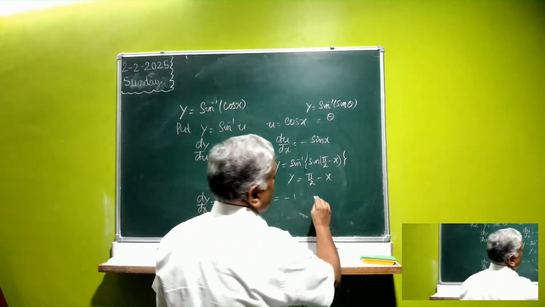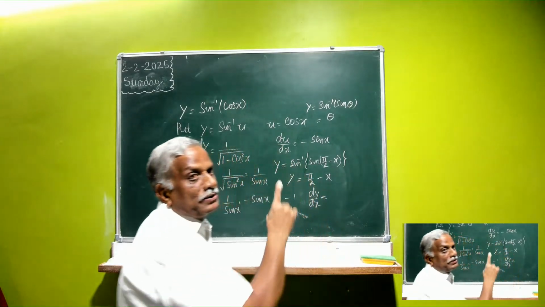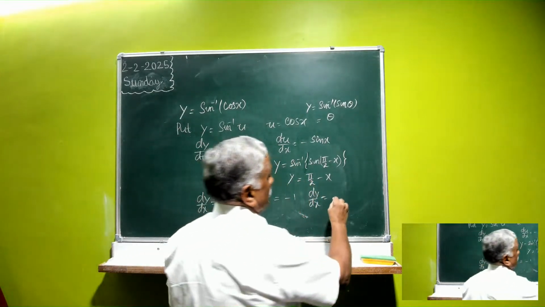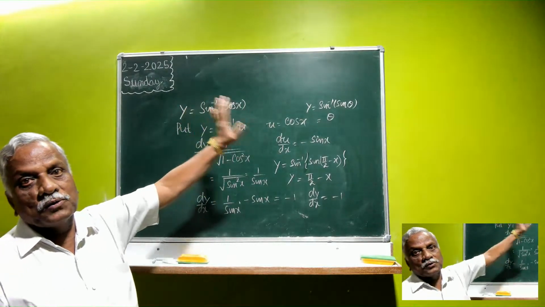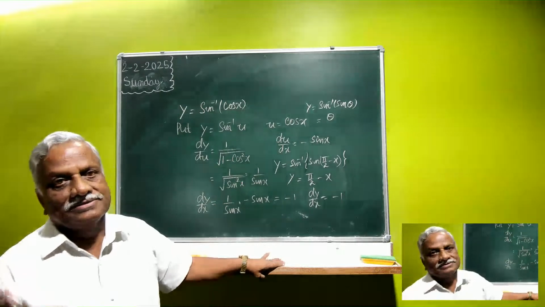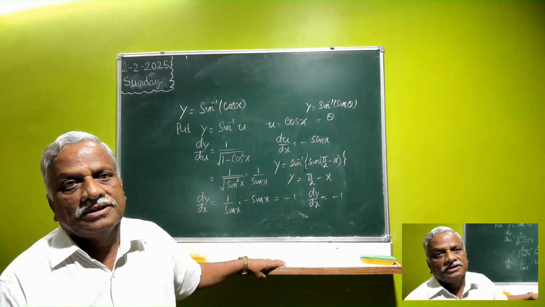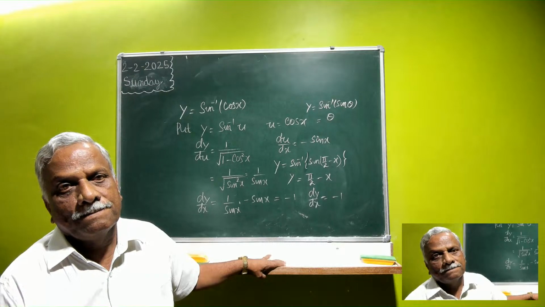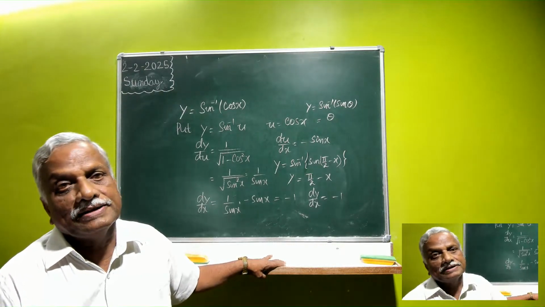You differentiate this. The derivative of pi by 2 is 0, minus 1. So if you are good in trigonometry, some of the problems of differentiation, not all, can be solved easily. And those things are required for CET.